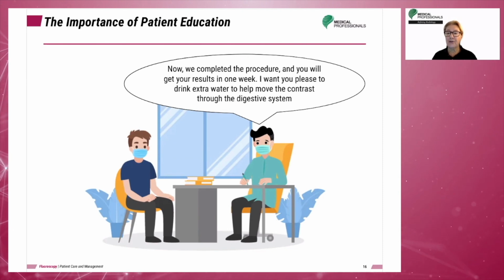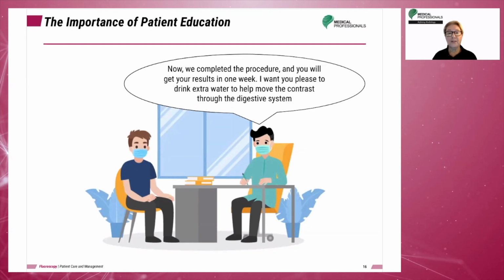6 months later, this patient was in far worse condition and showed up in the emergency room for a CT scan, which showed a large mass and metastasis to other organs. Had the technologist educated the patient about following up with their doctor, this could have been mitigated earlier.